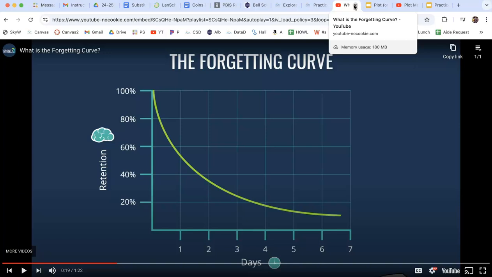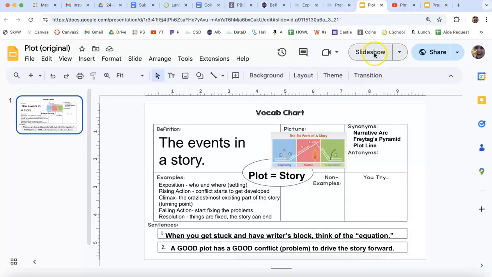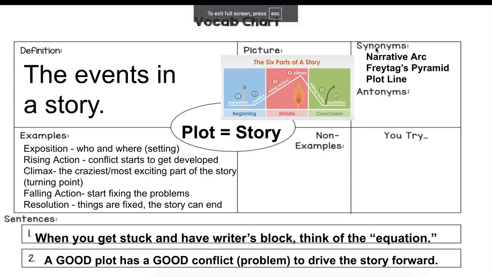So, that being said, before I explain the assignment, let's just review and make sure we remember. More than anything, remember that plot is just a fancy word for story. If you have a plot, you have a story. If you have a story, you have a plot. Hopefully that's stuck in your brain now. So when we're thinking of the plot line, we just mean all the events in a story, all together.